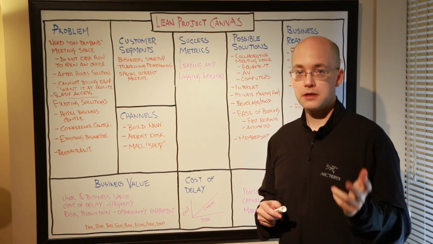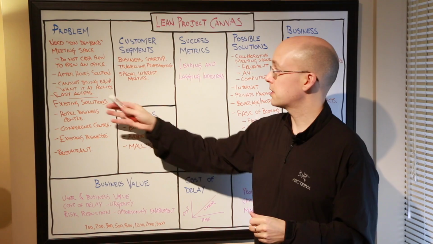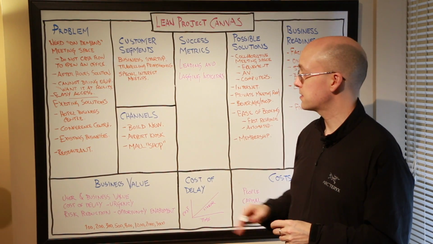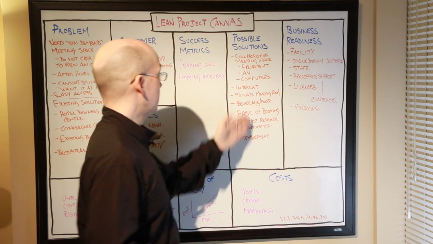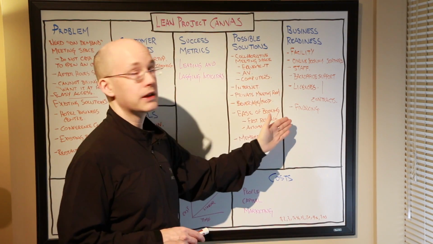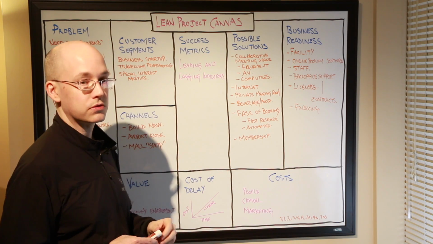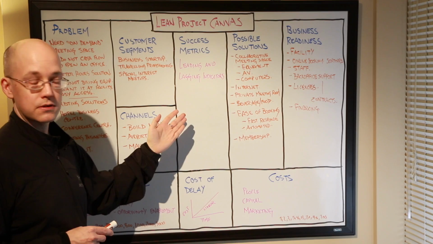Welcome back to our Lean Project Canvas conversation. We've gone through our problem, defined our customer segments, we've identified our channels, we've looked at possible solutions that we're going to deploy and the readiness that we have for those solutions. And the next thing we want to do is look at our success metrics.